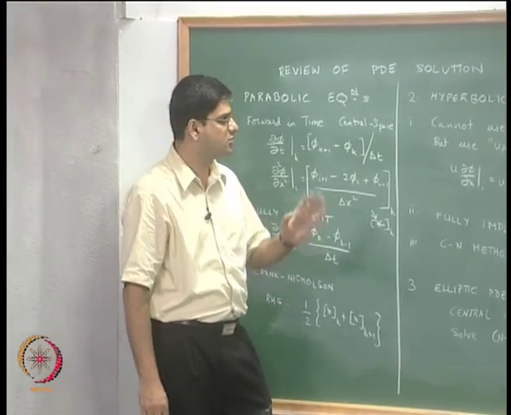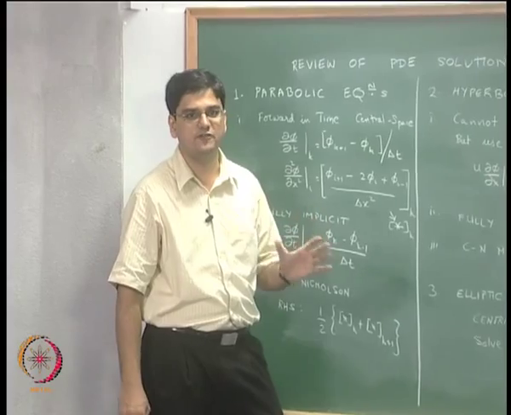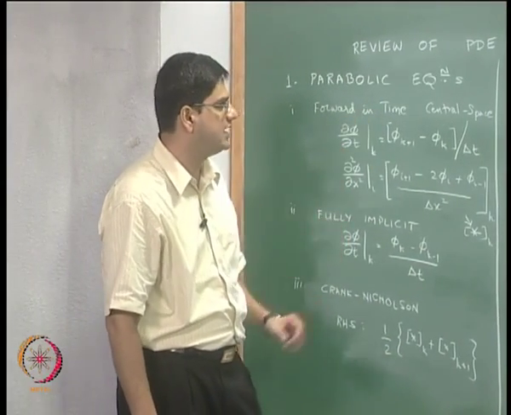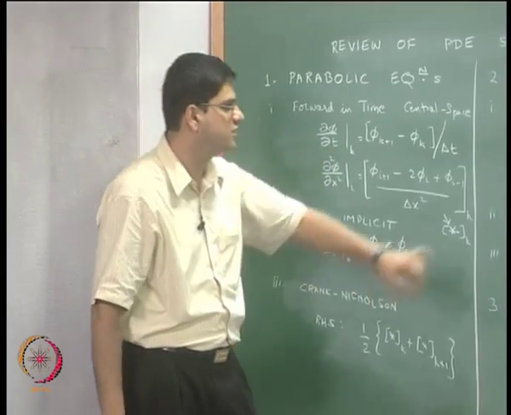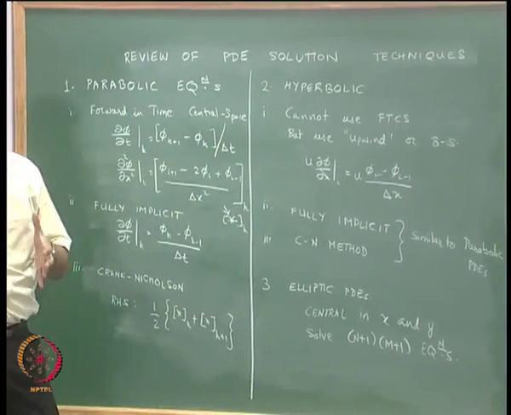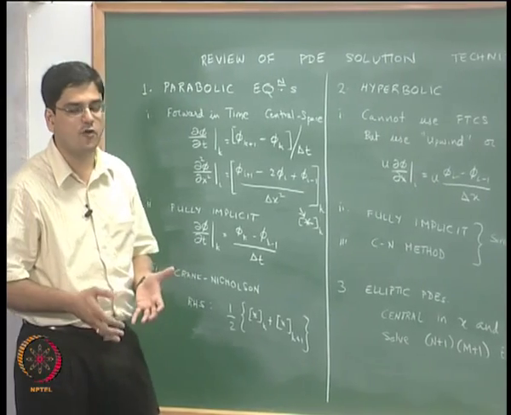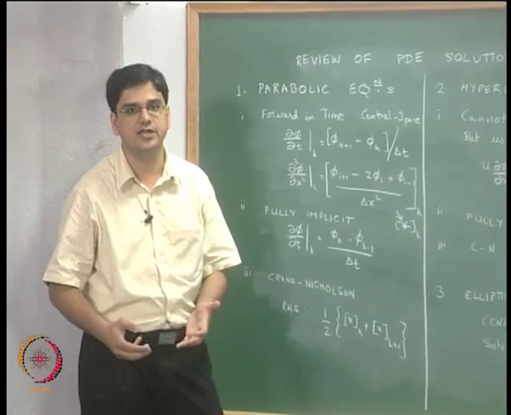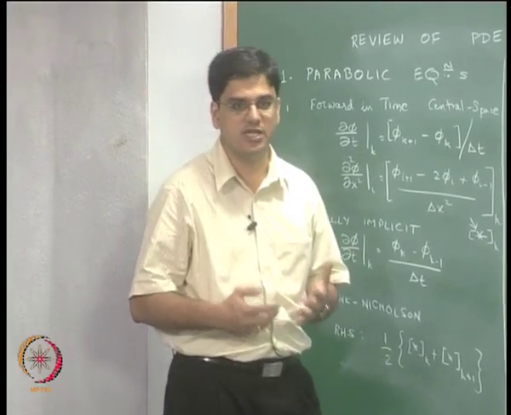In the next lecture, what I am going to do is take up a couple of examples and solve them using the forward in time, central in space method for the parabolic equations and the upwind method for the hyperbolic equation, and see under what conditions we get the overall solutions to be stable, and under what conditions we get the overall equations to be unstable.